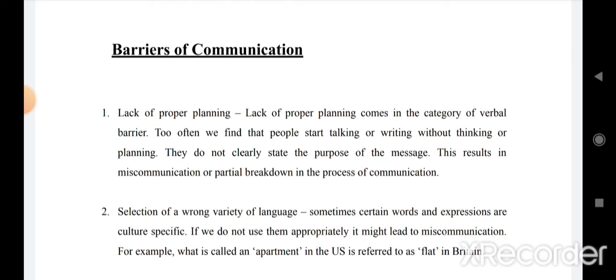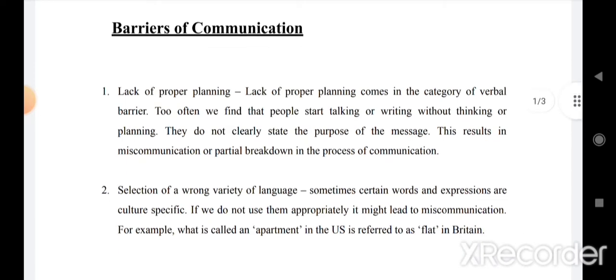So what is the first one? The first one is lack of proper planning. What do we mean by this? Now, this lack of proper planning comes in the category of verbal barrier. Too often we find that people start talking or writing without thinking or planning. A lot of times you must have seen, for example, if an essay is given to you to write. Before you organize your thoughts, before you plan out everything, if you start writing, you will find yourself getting stuck after a point of time. You will not be able to continue writing that particular essay till the end.